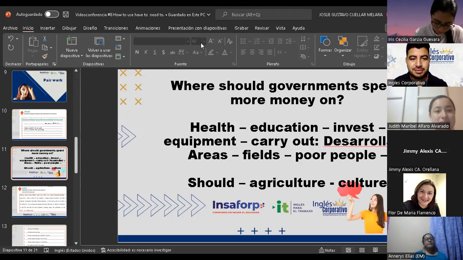Government invests more in education and creating more opportunities for all people to have access to education. Mm-hmm. Okay. Interesting. Something important.